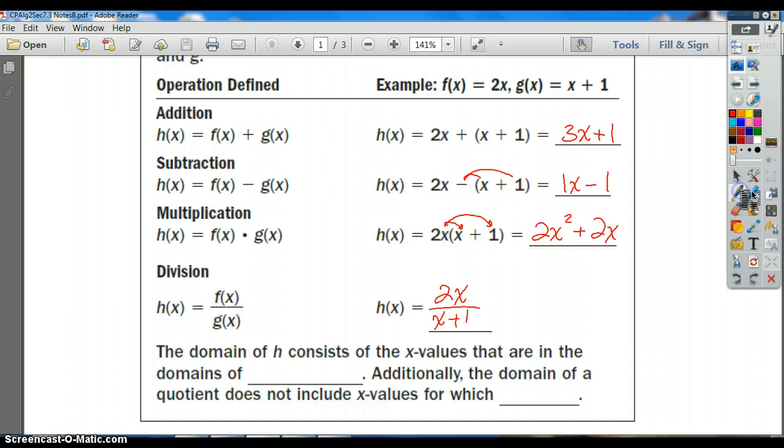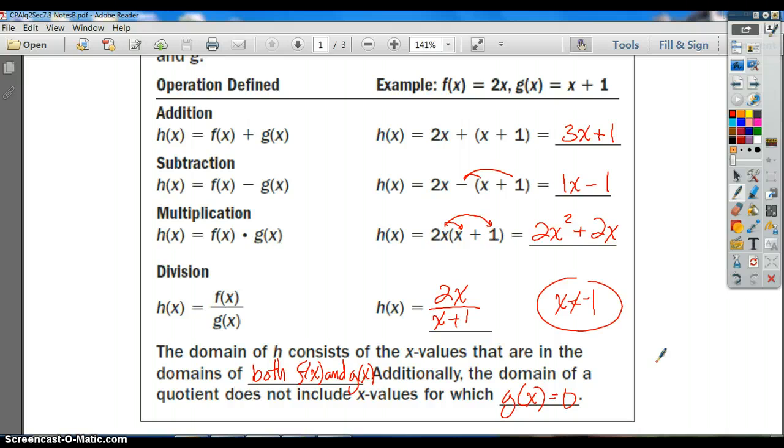Okay, as far as the question at the bottom of domains goes, the domains will consist of whatever the domains of both f of x and g of x are. Additionally, the domain of the quotient does not include x values for which that g of x would equal 0. Primarily because, well, we can't divide by 0. So in this case, x cannot equal negative 1. So your domain would be for g of x, all real numbers except for when x is negative 1.